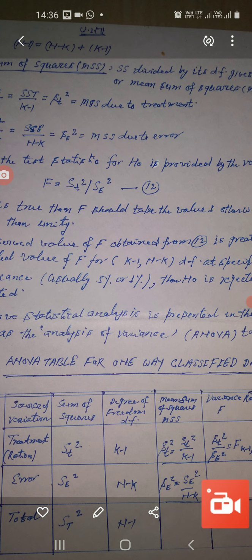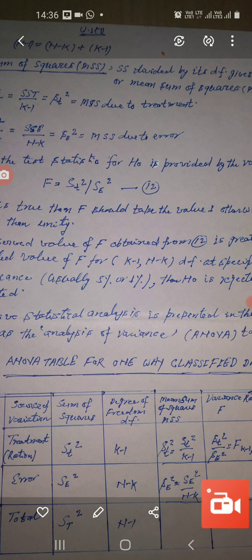Replication means repetition of the treatment. If an experiment is repeated more than 1 time over the entire field, then this is called replications. Similarly, randomization, as the name suggests, is the random allocation of the treatment over the entire field.